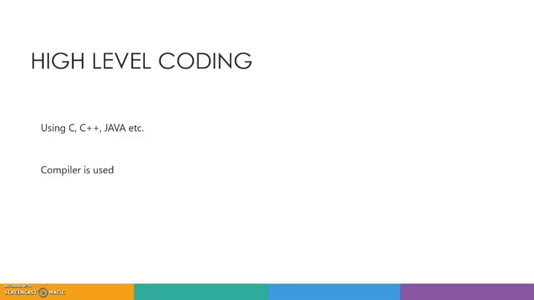Next one is high level coding. So just like I have said in the beginning, we are going to use C, C++ or Java. And here we are actually using a compiler. Here again, the programming is done in high level language. So for making it in the machine understandable form, we have to first convert that to the machine code, right? For that purpose, we are going to use a compiler.